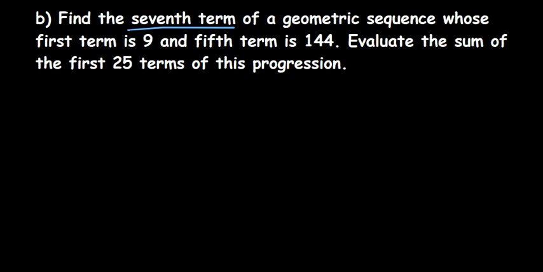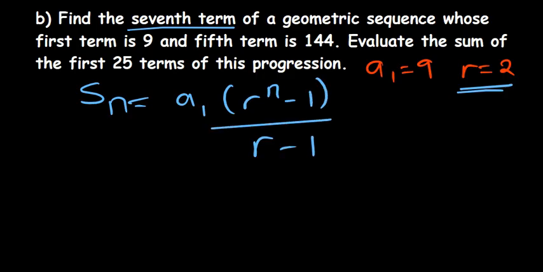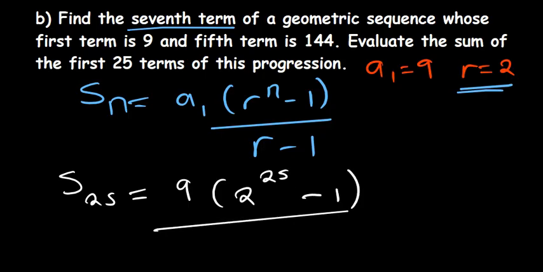Are we done? No. We're also asked to evaluate the sum of the first 25 terms of this progression. Don't forget our first term is 9 and we found our common ratio to be 2. The common ratio is 2, which is greater than 1, so our formula for the sum is a1 times r to the power n minus 1, divided by r minus 1. Substituting for the sum of the first 25 terms, our first term is 9, our common ratio is 2, raised to the power 25 minus 1, over 25 minus 1.